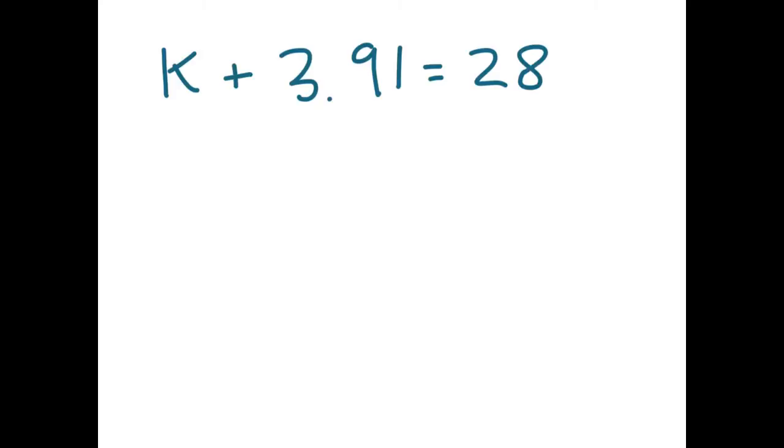Our next equation is K plus 3.91 equals 28. Subtraction undoes addition, so it would be minus 3.91. Cross that out, and now 28 minus 3.91.